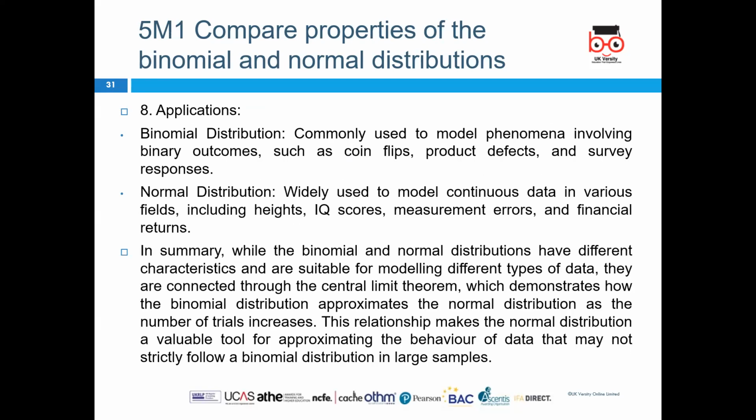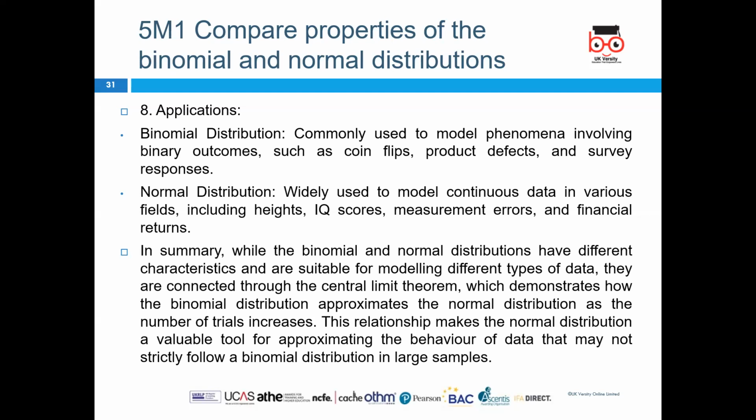Then we come to the applications. The binomial distribution is commonly used to model phenomena involving binary outcomes. Again, the most common examples are coin flips, product defects, and survey responses. Whereas in the normal distribution, you can have test scores, the height of a population, the range of blood pressure, measurement errors, and financial returns. So these are the applications where you can use either of the distributions.